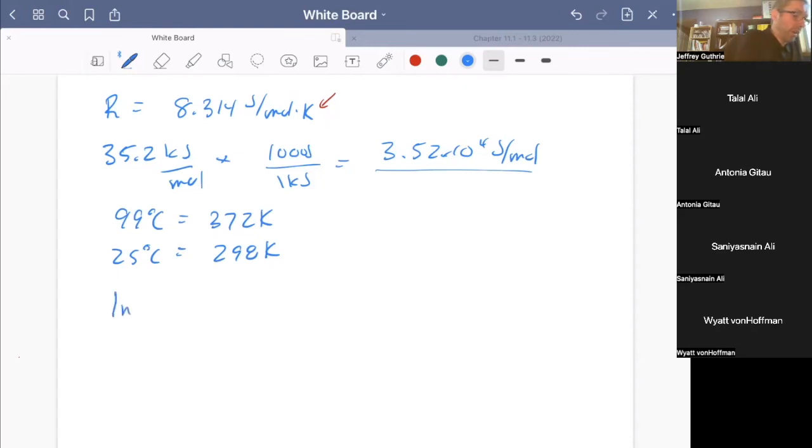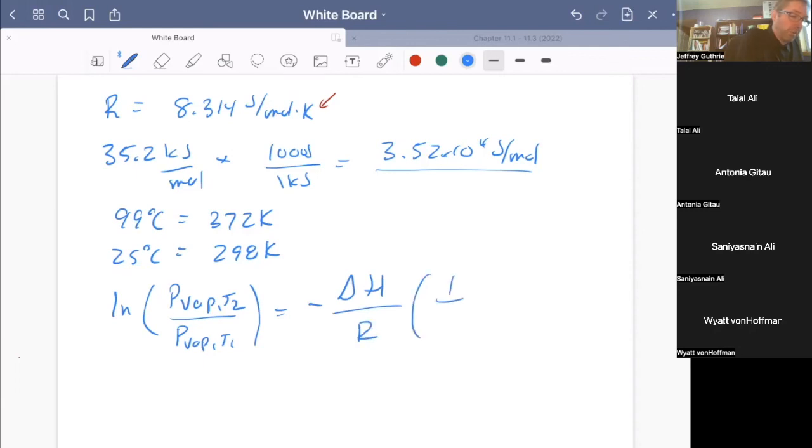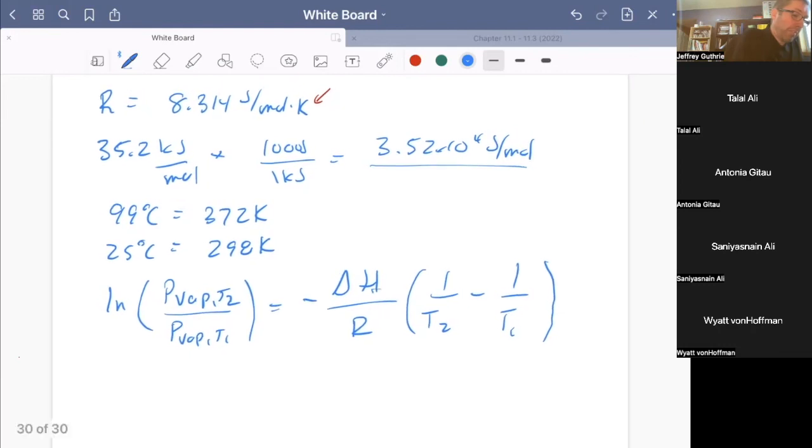Now we have all the information we need. So now we just have our equation: natural log of the pressure at temperature 2 divided by the vapor pressure at temperature 1 equals negative delta H over R, times 1 over T2 minus 1 over T1. And we can put delta H vap if we want.